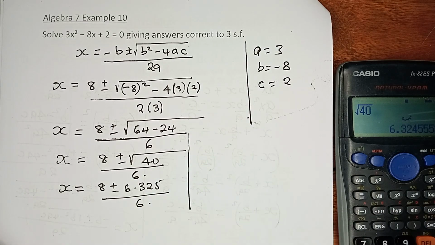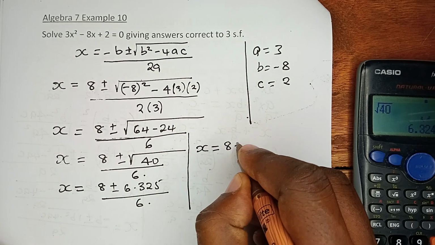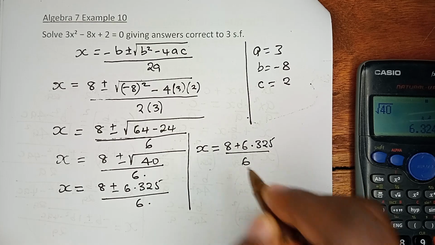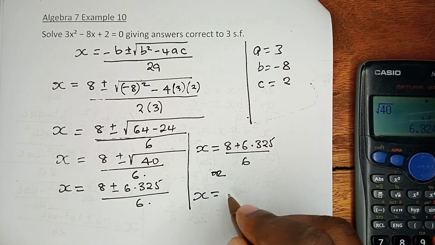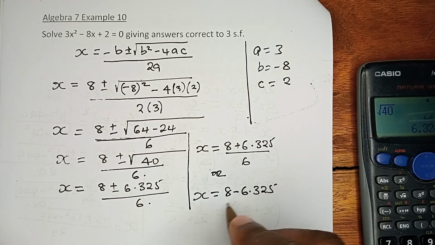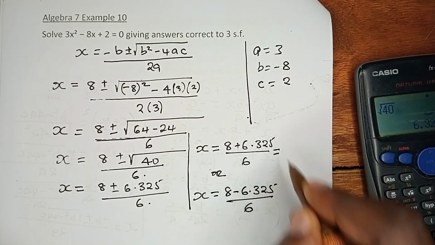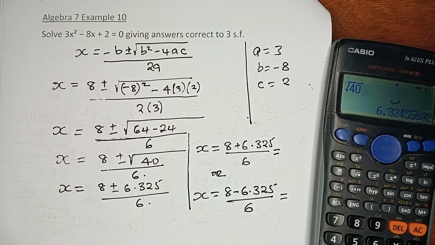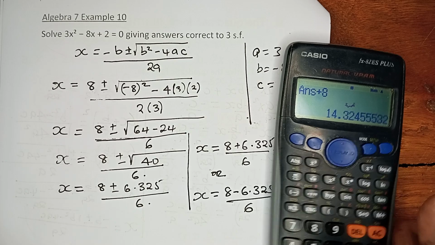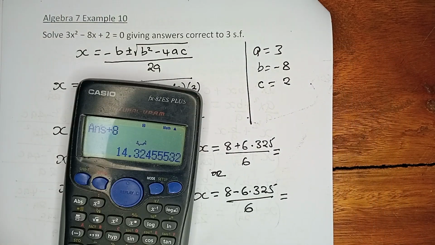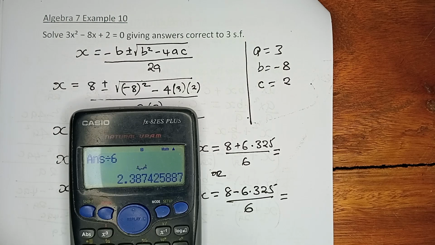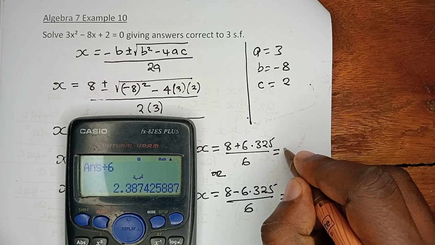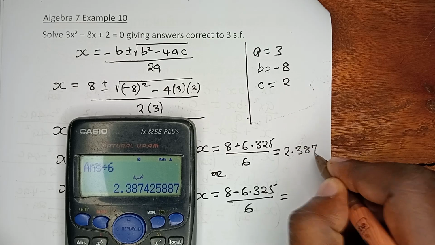Because division is the very last step, I would want to say that x is either 8 plus 6.325 over 6, or x equals 8 minus 6.325 over 6. Let us evaluate the first one and see what our value of x is. Plus 8, then you divide by 6, and in decimal form, we get 2.387 to 3 decimal places.